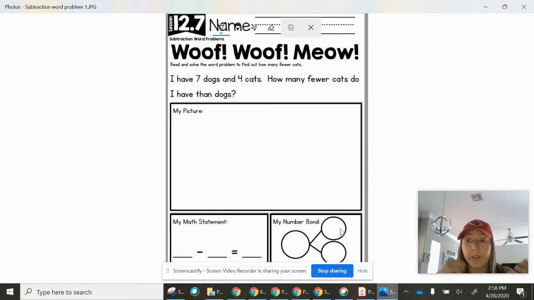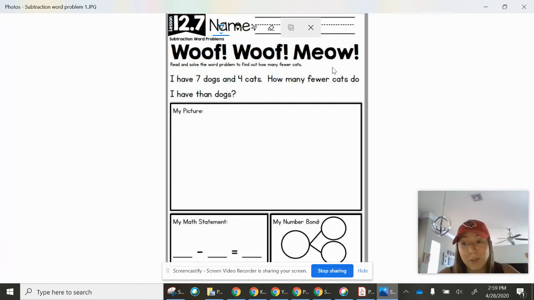Part of subtraction is figuring out the difference between two numbers, even if we're not talking about the same thing. So in this subtraction word problem that's called woof woof meow, probably going to be about dogs and cats, we're going to be talking about two different things. We need to figure out how many fewer of something there are. So the question says, I have 7 dogs and 4 cats. How many fewer cats do I have than dogs?